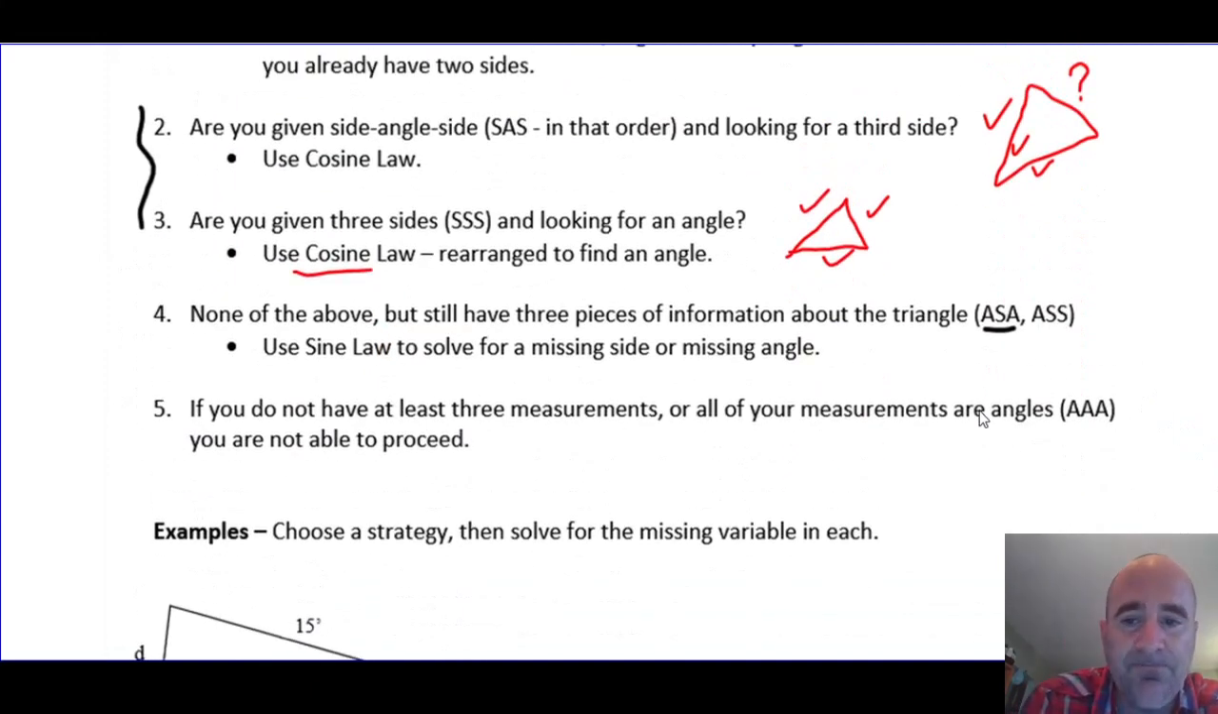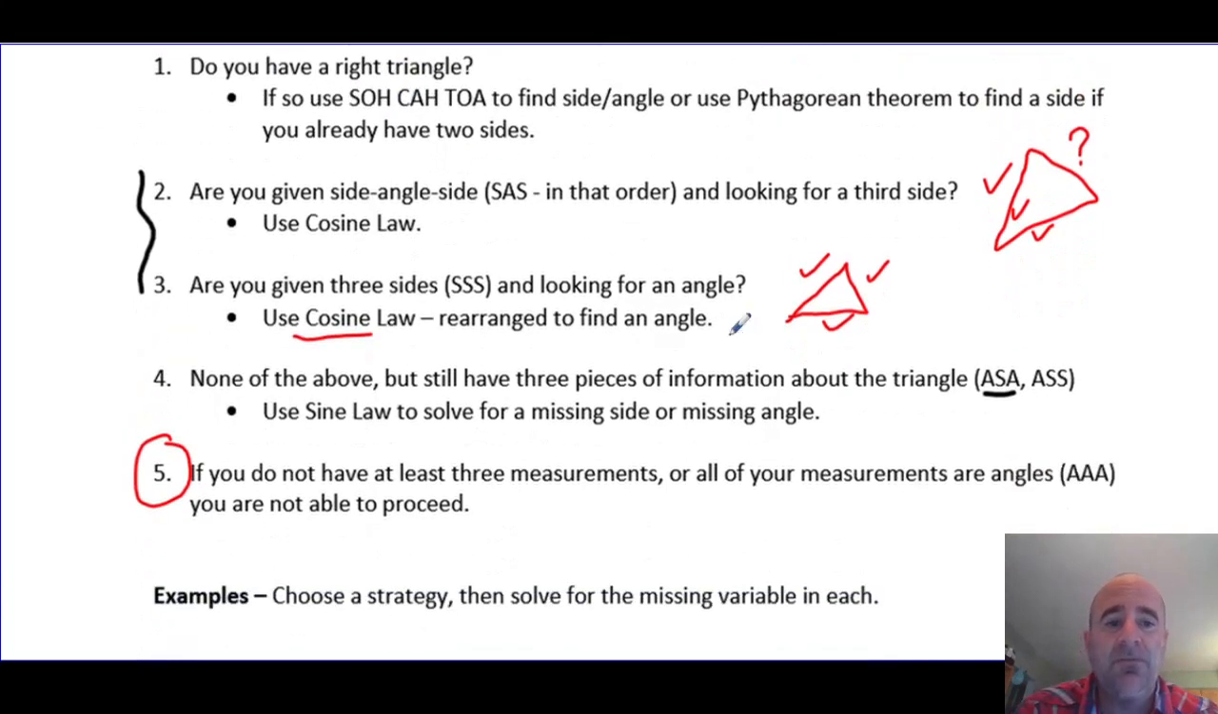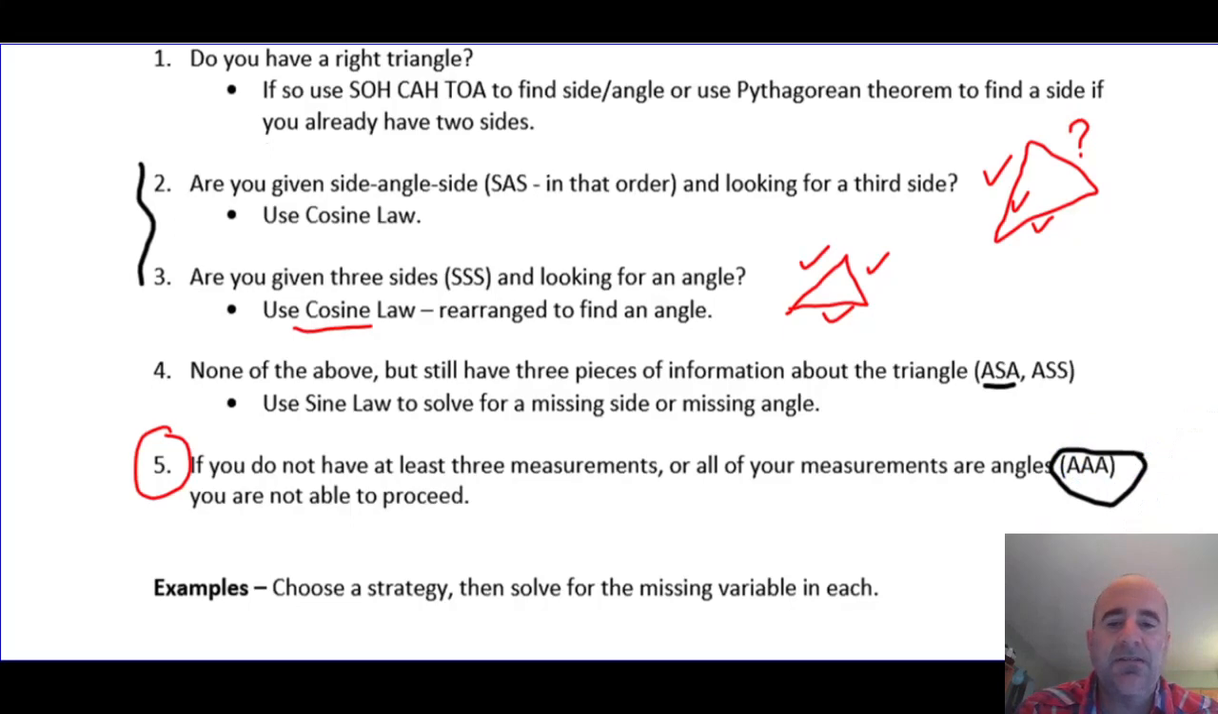You just get stuck. If you do have three measurements, if you've tried all these and you still can't get anywhere, it must be that you don't have enough information. You need at least three pieces of information about a triangle to solve it. And one of the pieces of information can be the 90-degree angle if it's a right triangle. The only time that doesn't work is if all three pieces of information are angle, angle, angle. You can never solve a triangle like that. You don't know how big it is.